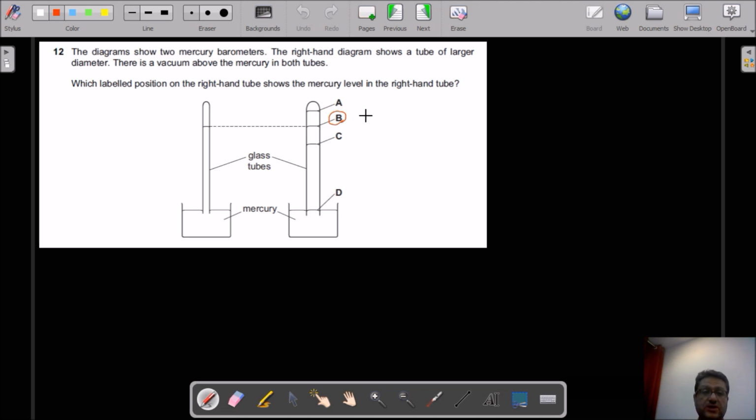We know that mercury goes up because of atmospheric pressure applied on the liquid. And atmospheric pressure is equal to the height between the surface of the mercury and the level of the mercury. That's why B is right. For question 12, B is right.